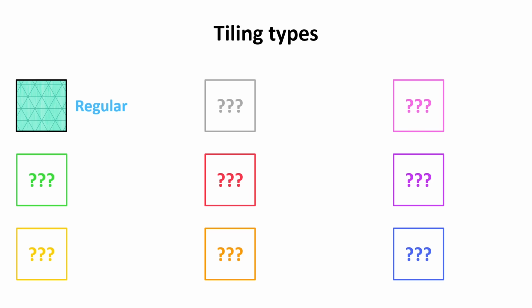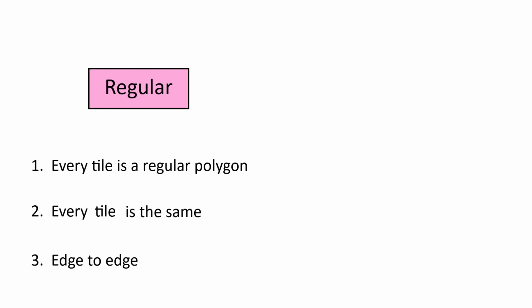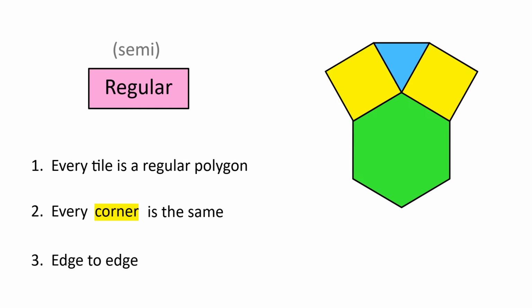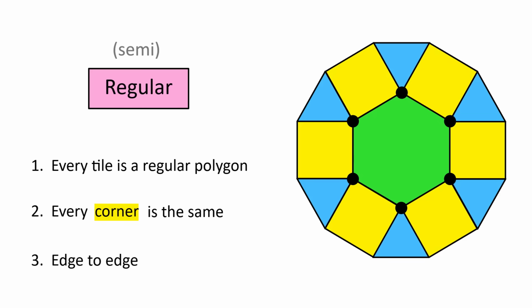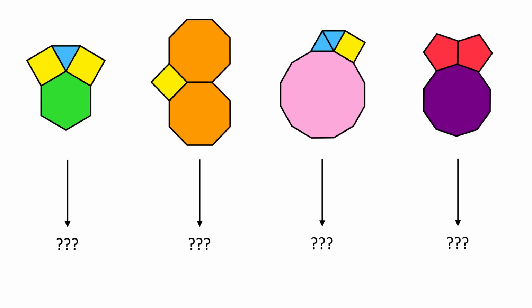Anyway, now it's time for the second main group of tilings, the semi-regular tilings. They follow the same rules as the regular tilings with one small change. Instead of requiring every tile to be identical, they only require every corner to be identical. So basically, you can mix and match regular polygons as long as they meet up the same way every time. Now you could find them by just trying out different corners and seeing which ones work, but there's an alternative method that I think is more fun.